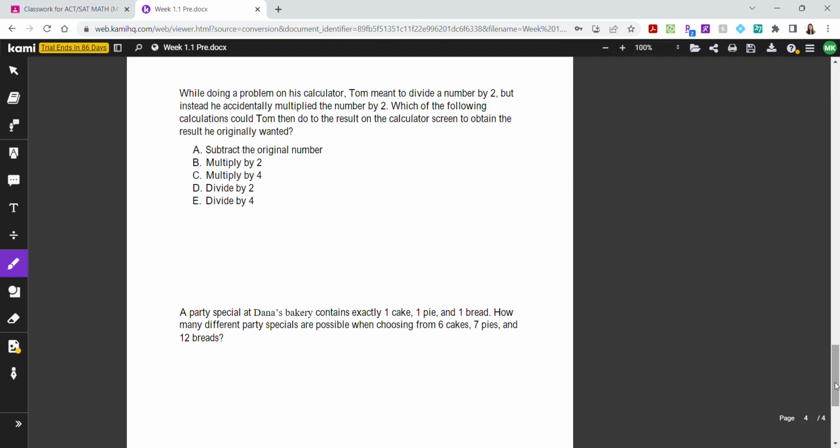So, while doing a problem on his calculator, Tom meant to divide a number by 2, but instead he accidentally multiplied the number by 2. Which of the following calculations could Tom then do to the result on the calculator screen to obtain the result he originally wanted? So imagine this. Let's take the number 1. He at first wanted to divide it by 2, right? So that would have given him half. But instead, he had multiplied by 2, which gave him 2.